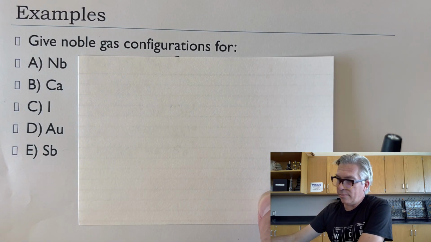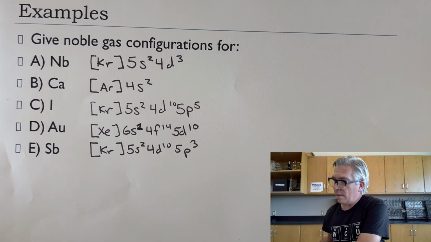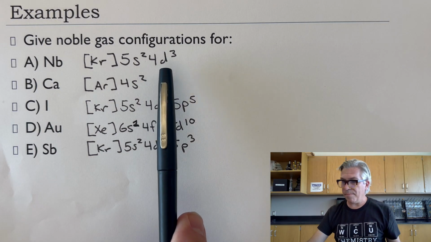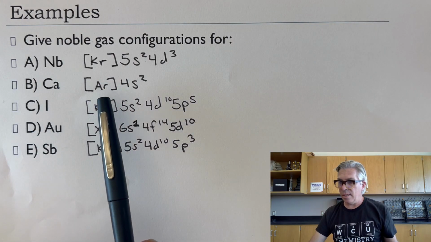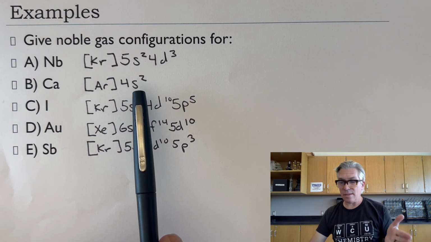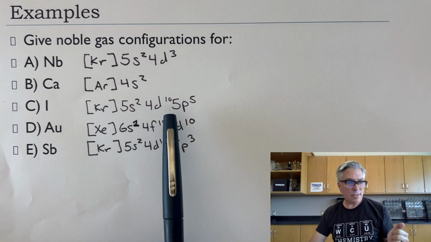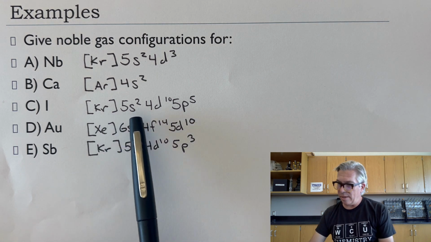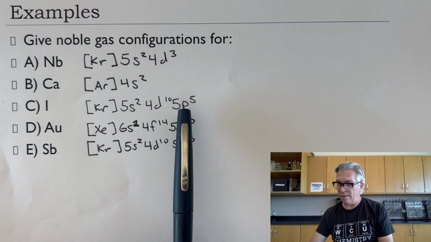Okay, if you paused the video and wrote the configurations, these are the ones that I came up with. All right, niobium lives in the 4d row in the 3rd column, so 4d3. Krypton 5s2, 4d3. Calcium is in the 4th row, s block, 2nd column, so we need argon, 4s2. Iodine is way over there in the 5th row, p block, 5th column, so we have to build up to 5p5. Krypton 5s2, 4d10, 5p5.